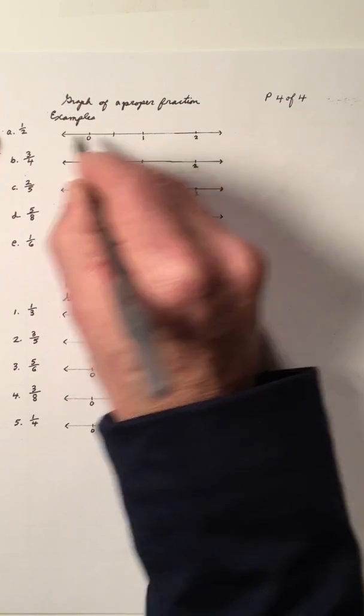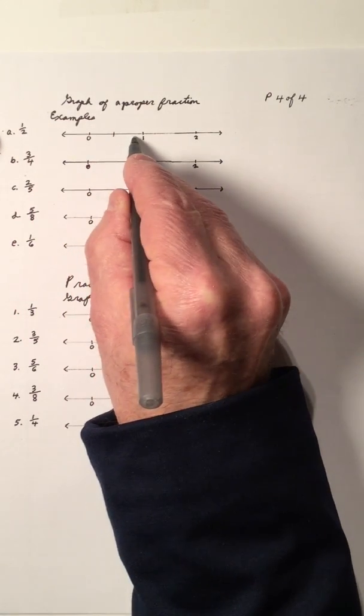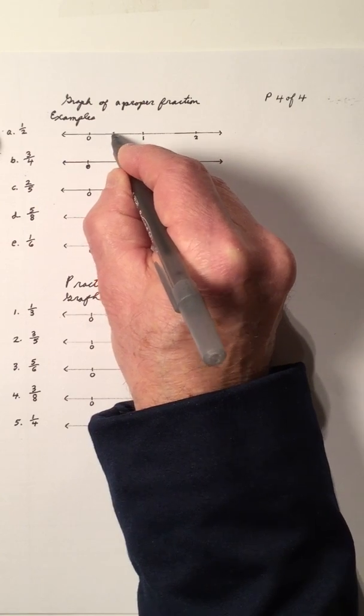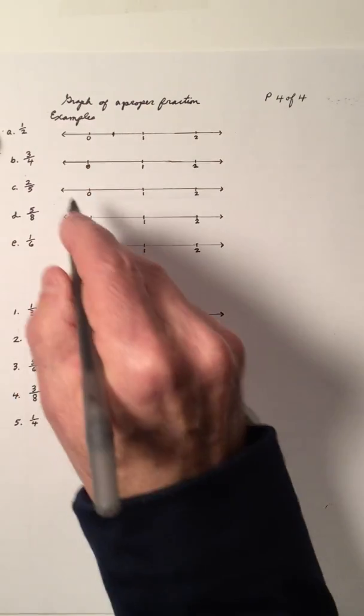So we cut it into 2. 2 indicates cut it into 2 equal pieces, and there's a half. 1/2 is 1 out of 2 pieces.